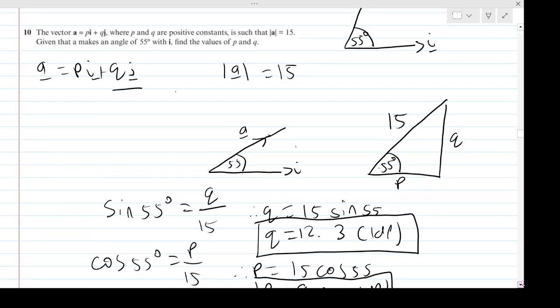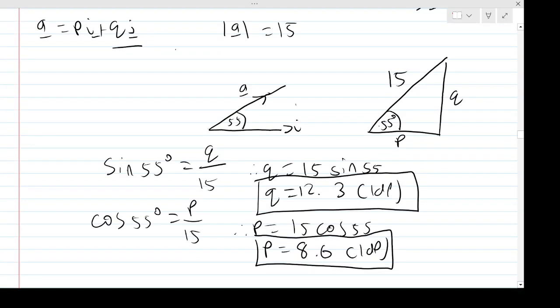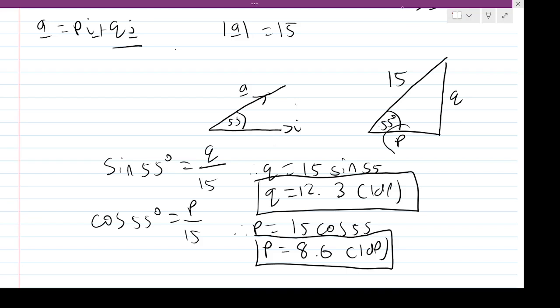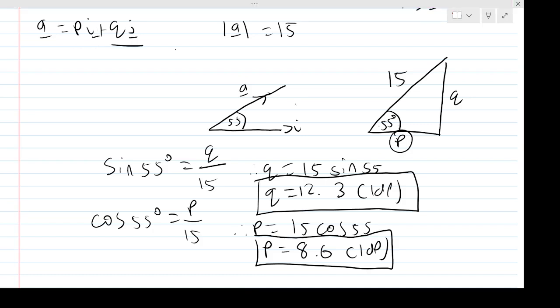But yeah, hopefully that made sense. Make sure you do construct or jot down the triangle we're working with. So the angle is 55 with i, so the x-axis, so the x part, and then the length is 15, so that's how we get to this triangle. And the p, or pi, is the x part, because it's the i component, and the j component is q, so that would be the y part. So there we are.